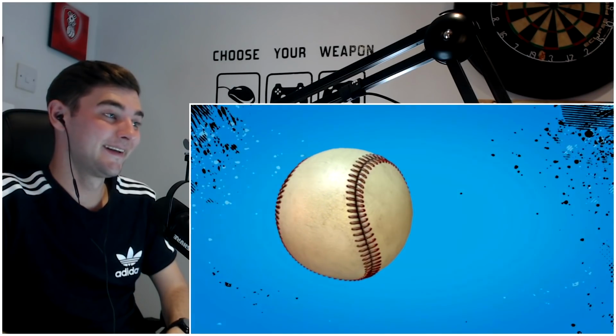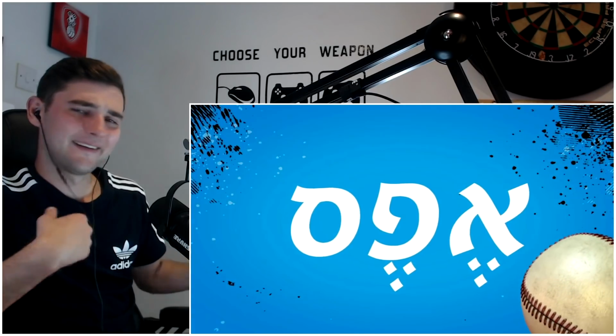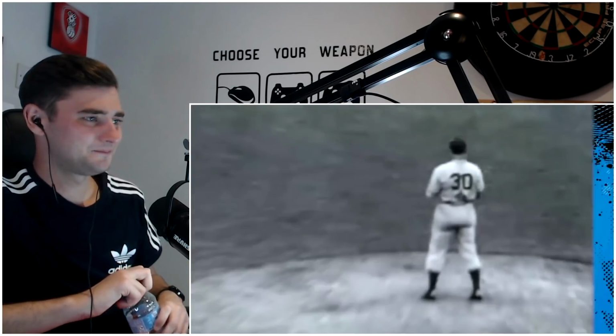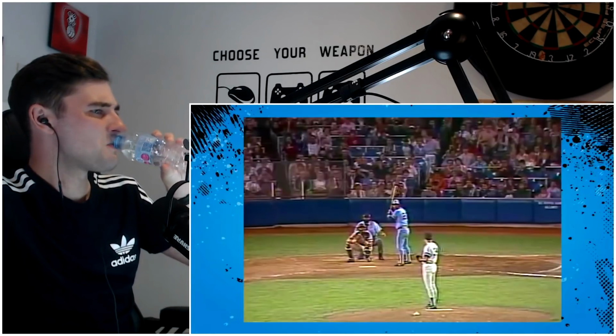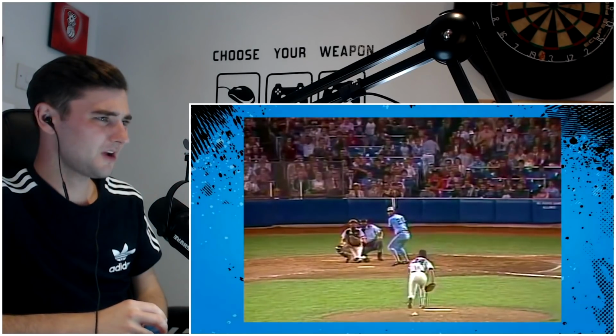The name comes from the Hebrew word for zero and was invented in the 1940s by Rip Sewell. Take a look at the height of that pitch. The goal, a gentle lob. And somehow, oh my God, it works.